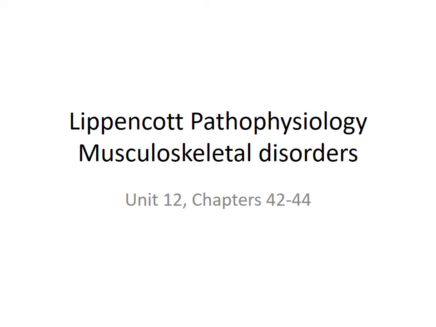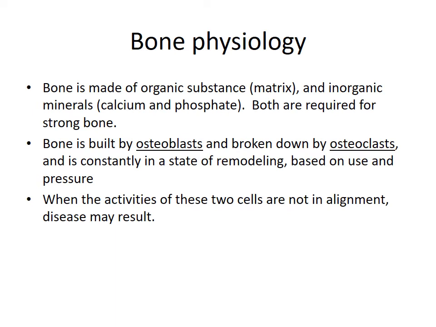This lecture is going to be on musculoskeletal disorders. So a couple of reminders about bone physiology. Bone is made of both organic and inorganic substances. The organic substance is things made by your body. This is living tissue. This is your matrix. And the inorganic substance are the minerals, the calcium and the phosphate, that create the hardness of the bone. Both the organic and the inorganic are required in order to have strong bone. Makes it strong but flexible.